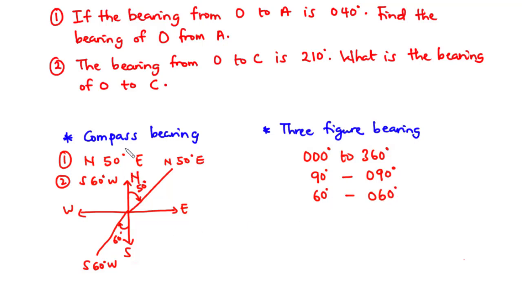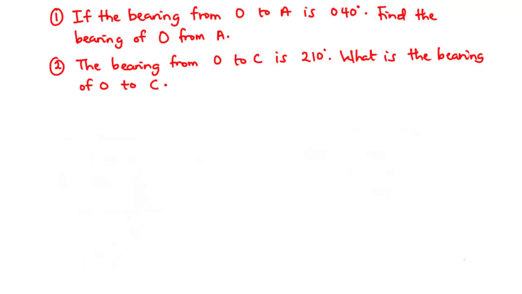Now in the next section, we are going to solve these two questions, and then we are going to talk about the sine rule and the cosine rule and how to use them to find the bearing of a point from another point and the distance between 2 points. Now let's solve these two questions. Question 1. If the bearing from O to A is 40 degrees, find the bearing of O from A.